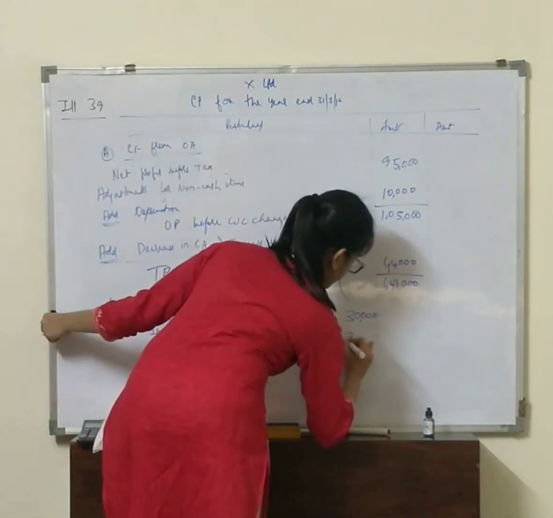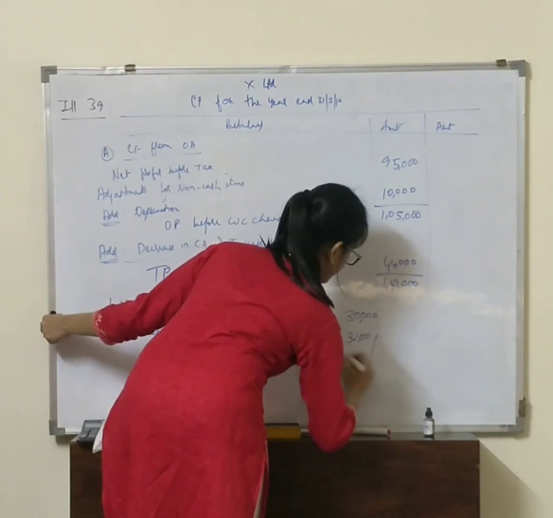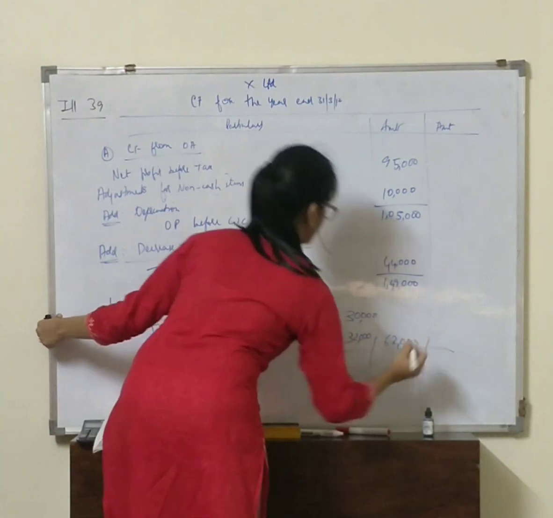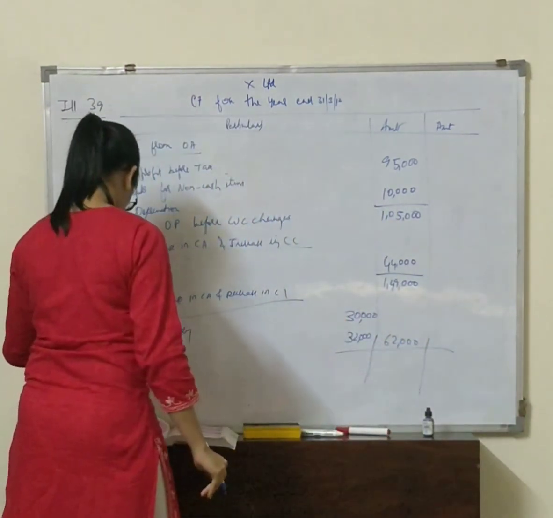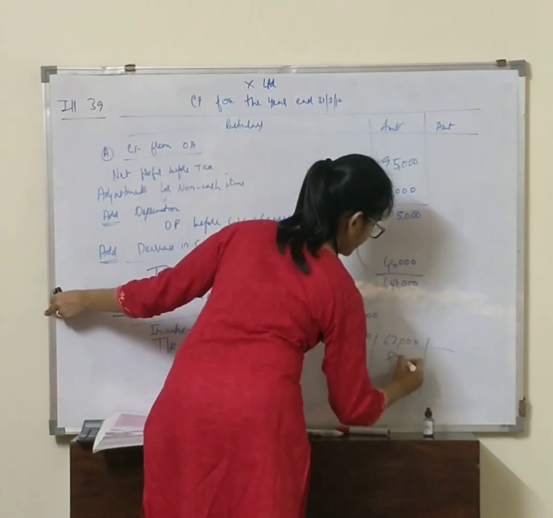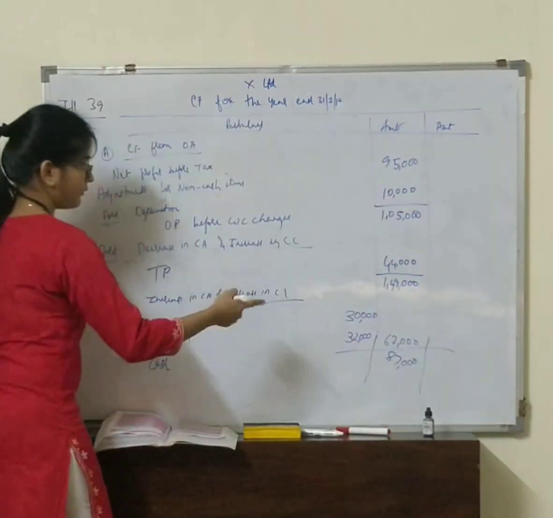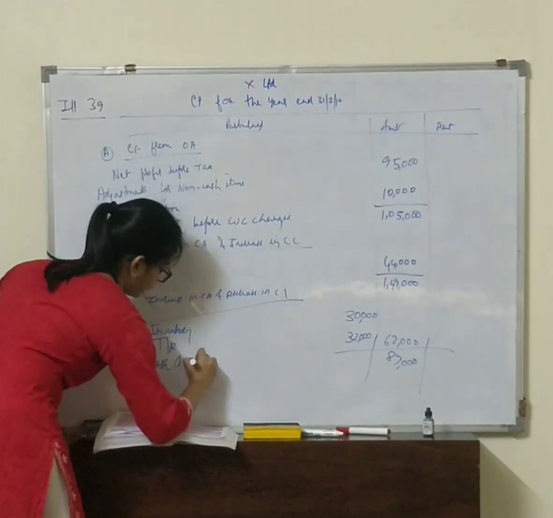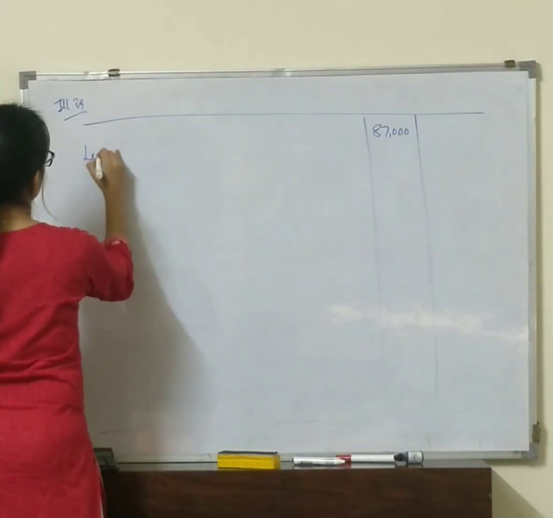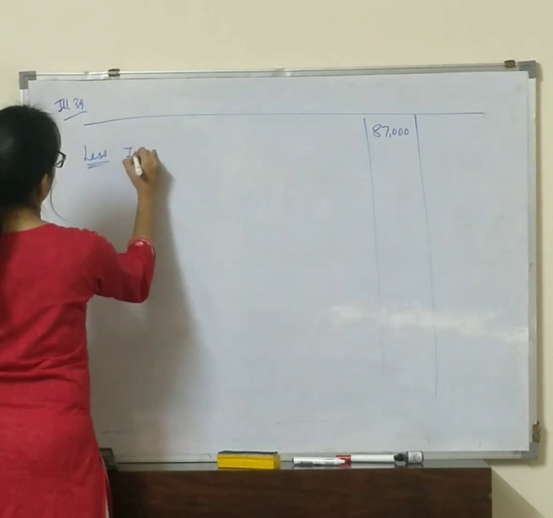So it is 32,000. Whatever answer we get, we deduct it from 1,49,000. So how much do we get? We get 87,000. So whatever answer we get will be the cash generated from operations. Next we need to deduct our income tax.